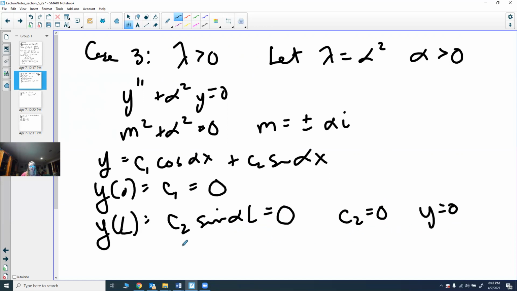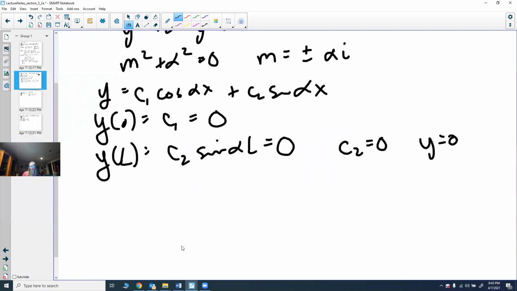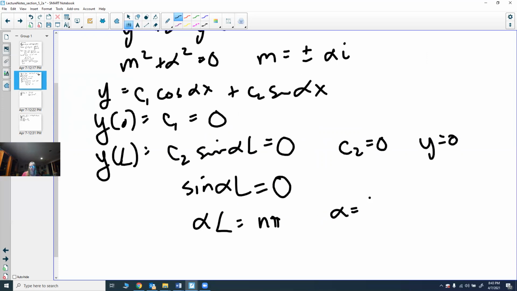We're going to actually look at the situation where c2 is not 0, because sine can actually be 0. The sine of alpha L could actually be 0. And that could equal 0 when alpha L is equal to n times pi. Remember the sine of 0, sine of pi, sine of 2 pi, sine of minus pi, any of those pi's will get you 0. So then we have that alpha is equal to n pi over L.